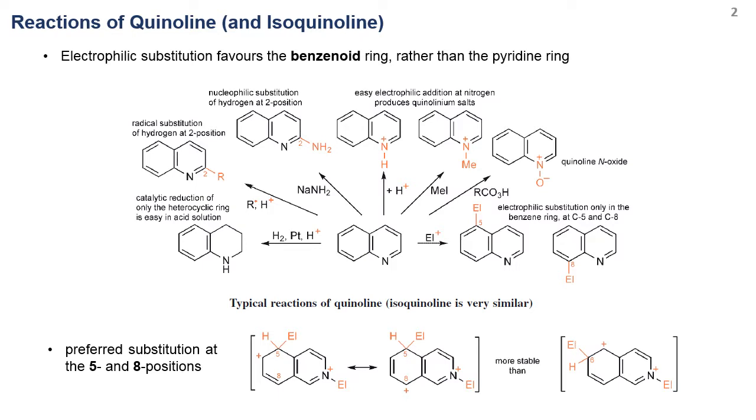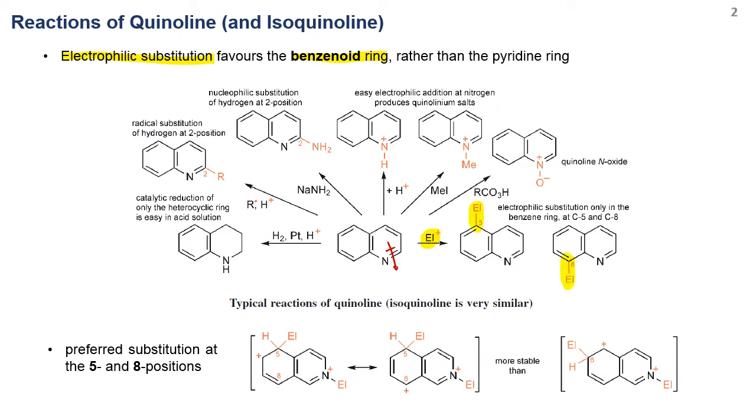If you look at quinoline instead, it is the pyridine fused with a benzene ring. The key difference between quinoline and pyridine is that when you do electrophilic substitution, it will favor the reaction with the benzenoid ring rather than the pyridine ring, because the pyridine ring has lower electron density, since the nitrogen pulls electron density away from the ring. So the reaction will occur at the C5 or C8 of the benzenoid ring.